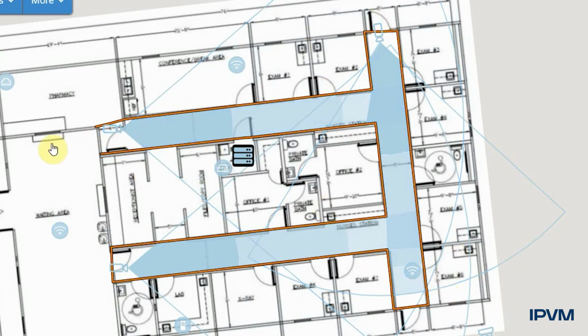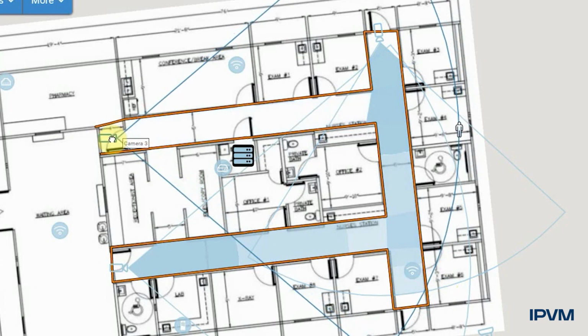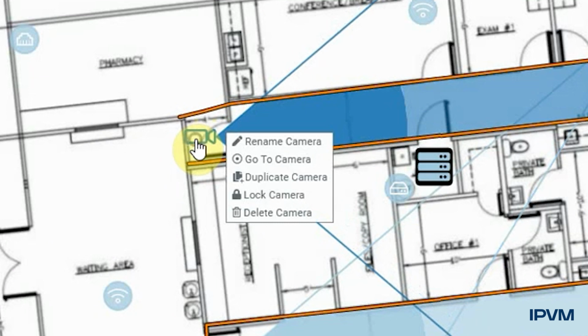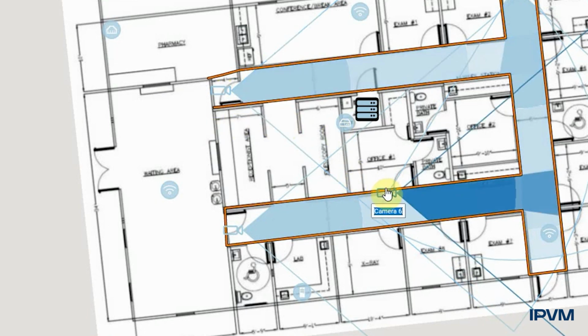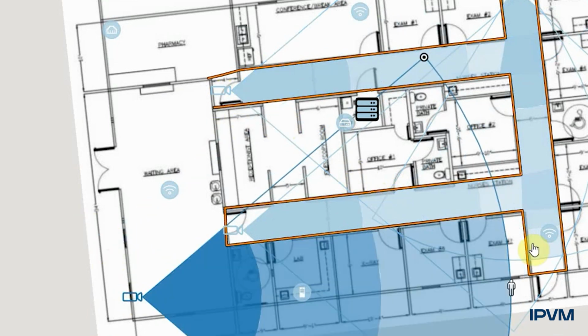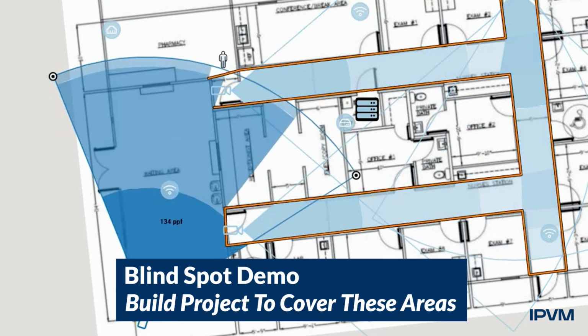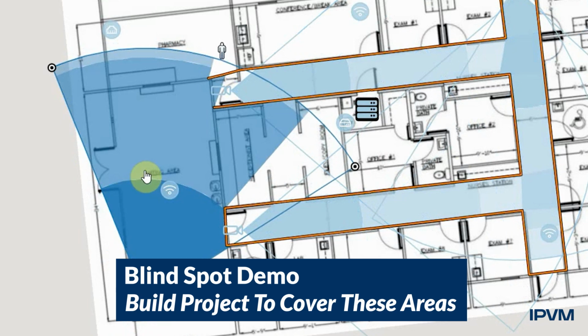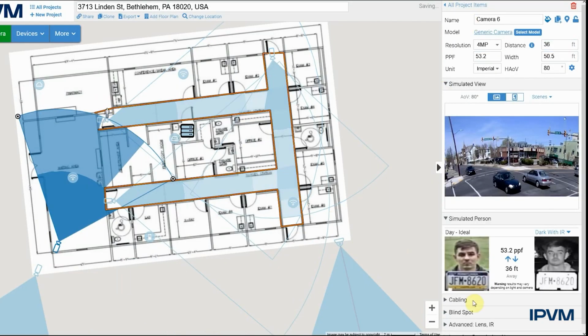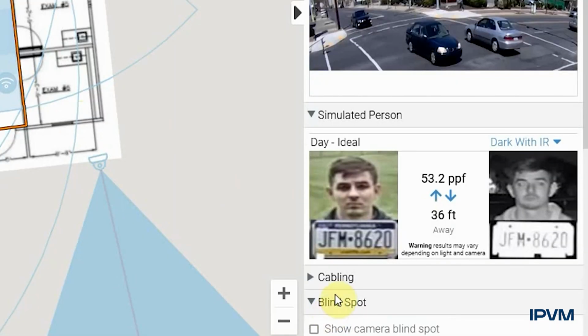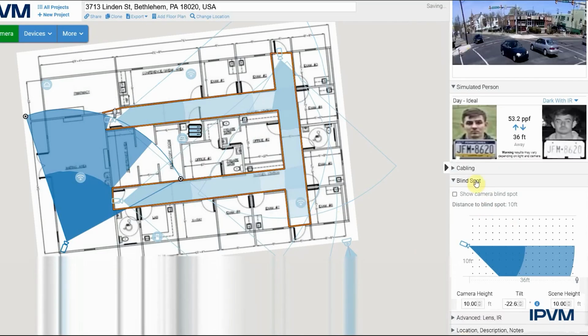coverage of each camera. Another concern with cameras can be the blind spot that is underneath a camera. We're going to place a camera. We're actually going to duplicate this camera by right-clicking and hitting duplicate camera. I'm going to locate this within our cafeteria and cover this general area. And one of the challenges with a camera is going to be the blind spot that will be underneath the camera. On the right-hand side, under the blind spot menu, you can show these camera blind spots.